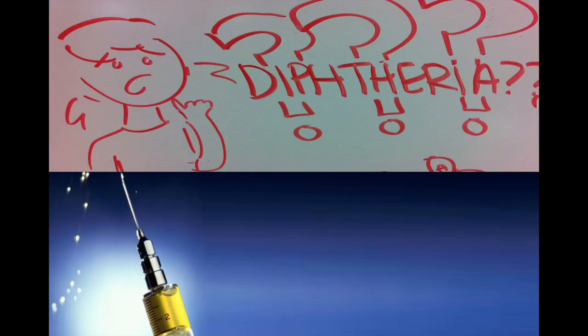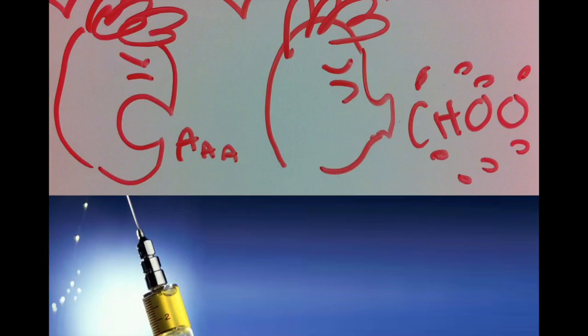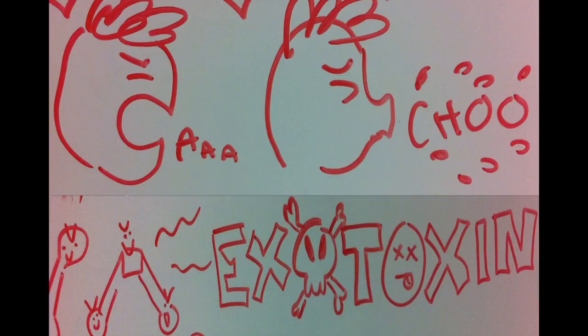What about diphtheria? How do you get infected? C. diphtheriae spreads from person to person through nasopharyngeal secretions like coughing and sneezing. It releases a powerful exotoxin, which causes upper respiratory tract lesions that are covered by a pseudomembrane.